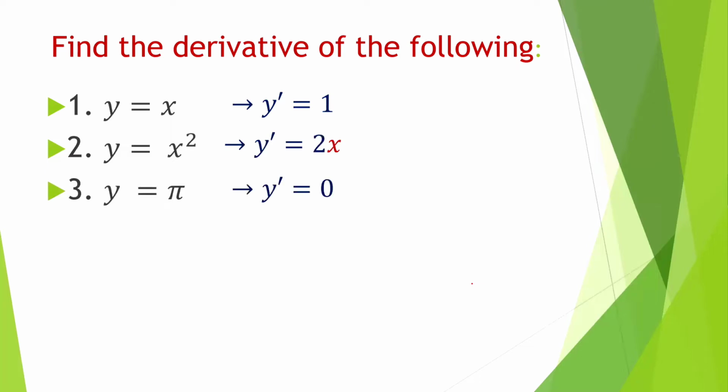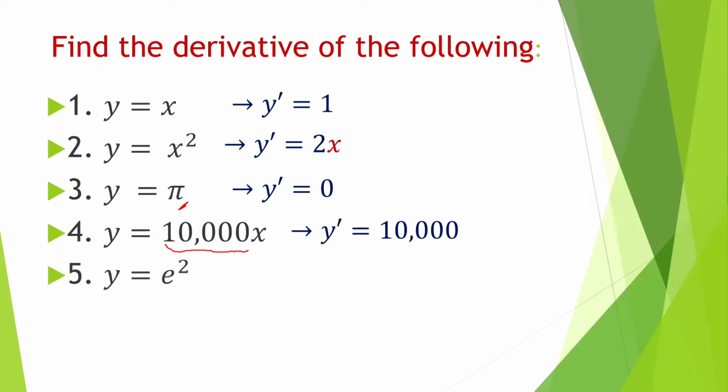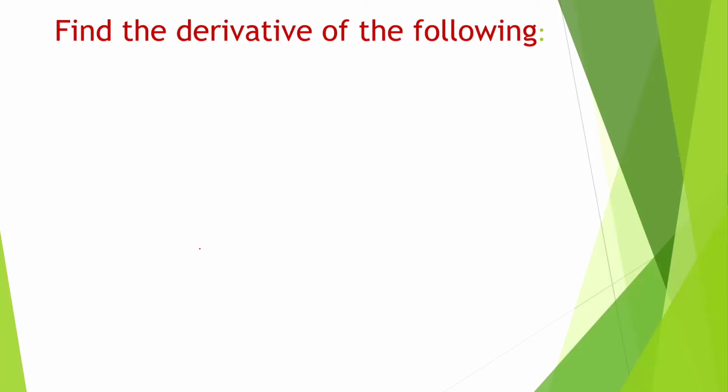And then for number 3, ang pi is a constant, diba? It's a constant real number. It's an irrational number. So, y prime will be 0. For number 4, diba? Yan yung may cx. So, just have to pick up the coefficient. So, the y prime will just be 10,000. And then for the number 5, this is again a constant, diba? Wala tayong traces of x. So, it's a constant, meaning y prime will be 0.